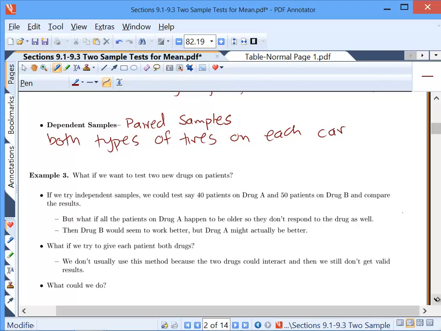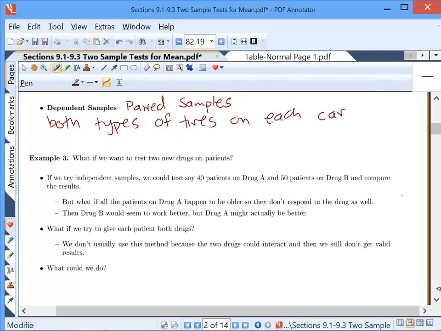Okay. So we might not want independent samples, but if we try to do, like our last example, and put both types of, instead of both types of tires on each car, what if we try to give every person both types of drugs? What could happen there?